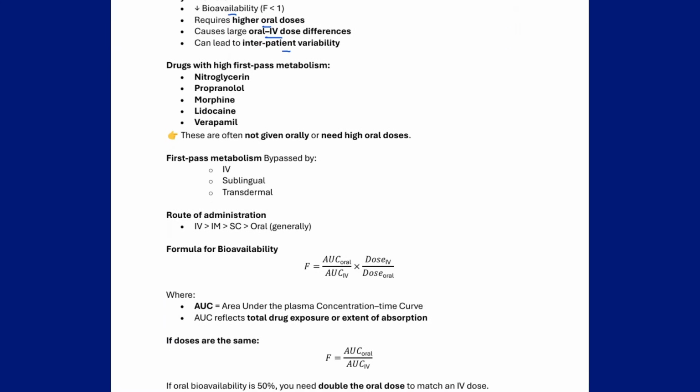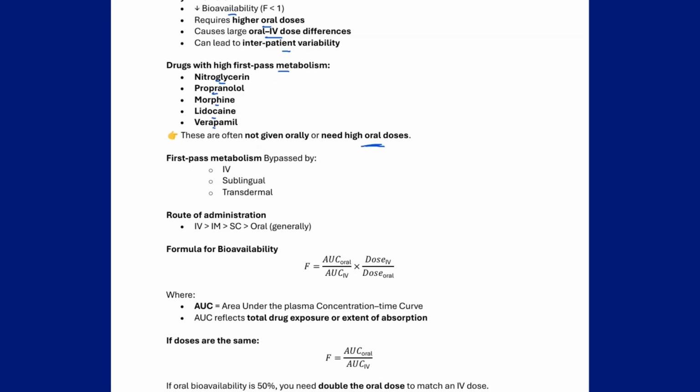And for a drug with high first pass metabolism, what are examples of those drugs? Nitroglycerin. That's why we mostly give nitroglycerin as sublingual, intravenous, or transdermal. We don't give nitroglycerin as a pill. Other medications include propranolol, morphine, lidocaine, and verapamil. That's why these medications are often not given orally, and if you have to give them orally, they will need high oral doses.